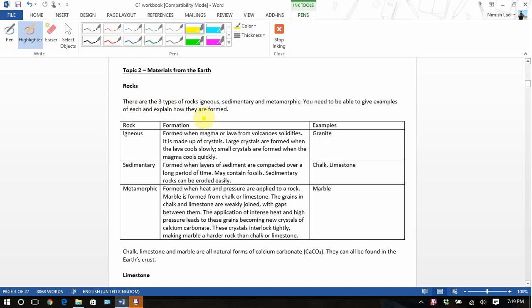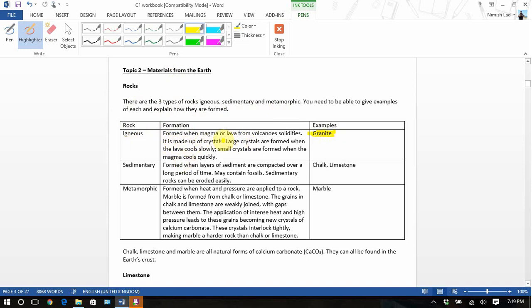So there are 3 types of rocks: igneous, sedimentary, and metamorphic. You need to be able to give examples of each and explain how they are formed. Okay, so igneous, the main example of that is granite. That's the one that most people go to straight away. There's 2 types of igneous rock. There's what we call extrusive and what we call intrusive.